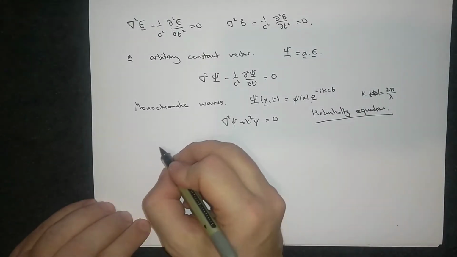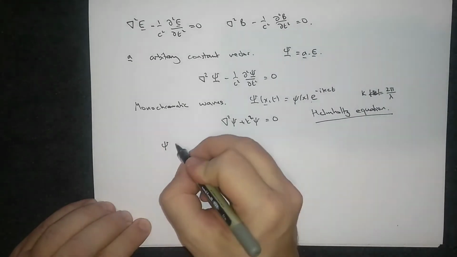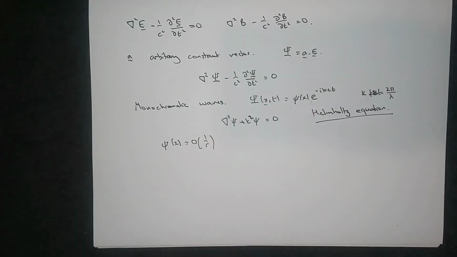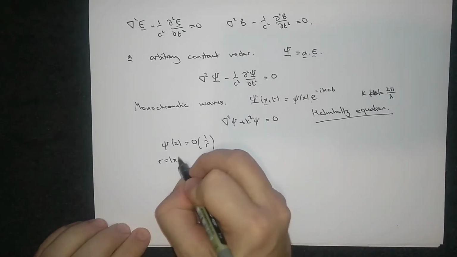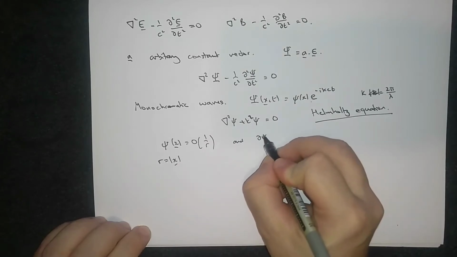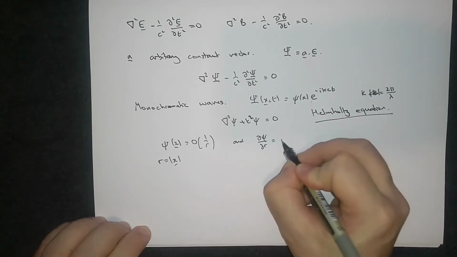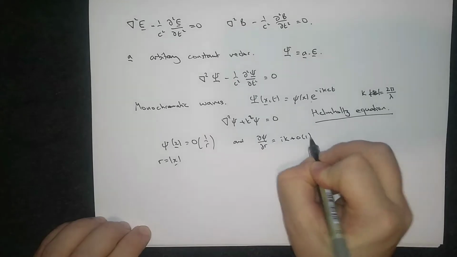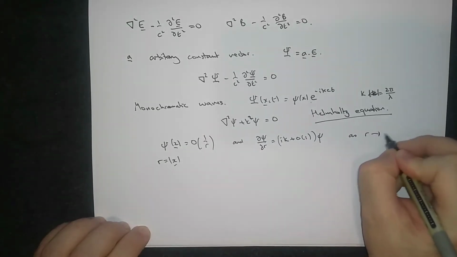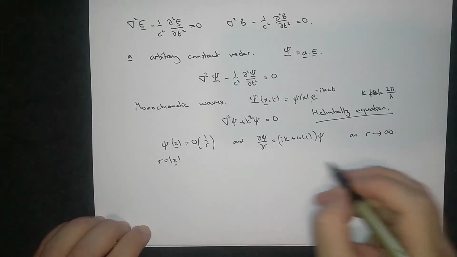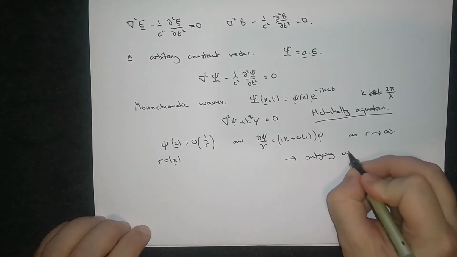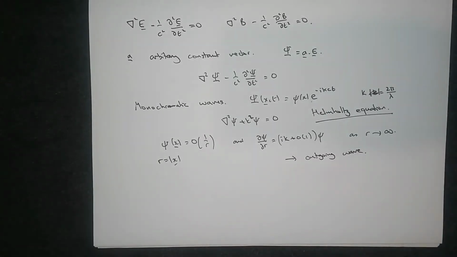Now we want to impose some boundary conditions. Boundary conditions are going to be that psi of x should be order 1 over r, where r is the modulus of x, and d psi by dr is ik plus little o1 of psi as r goes to infinity. These conditions imply that we have an outgoing wave. And we're not considering the ingoing wave.